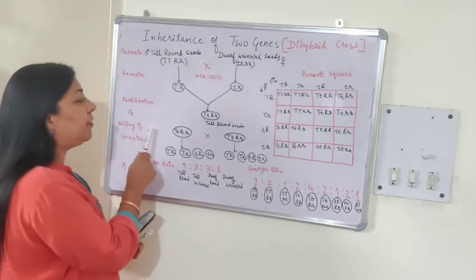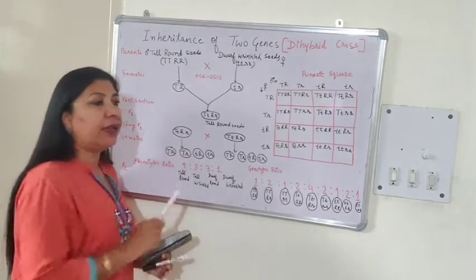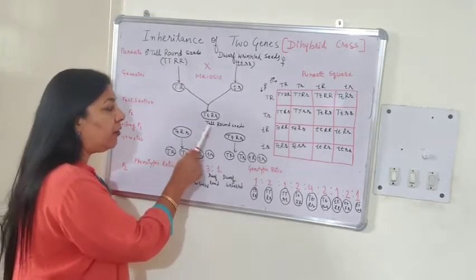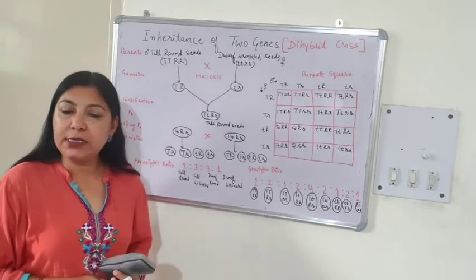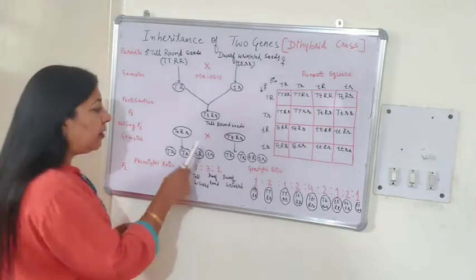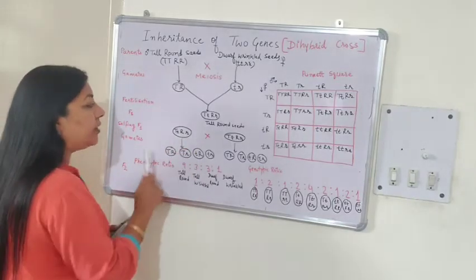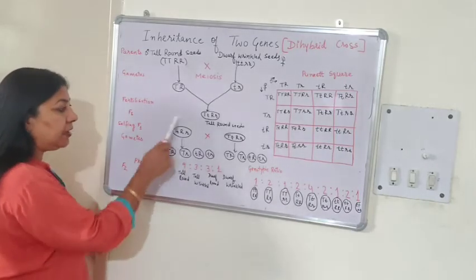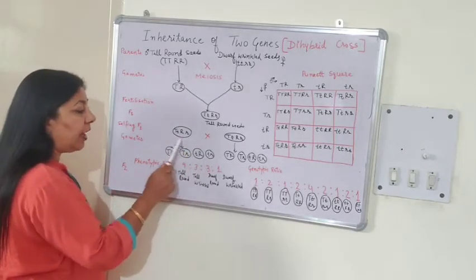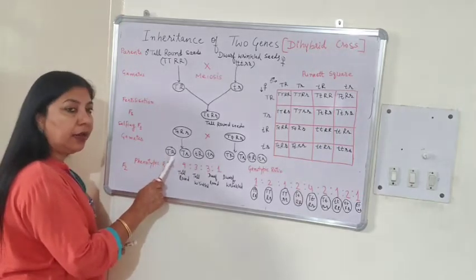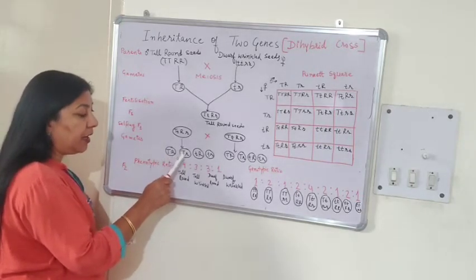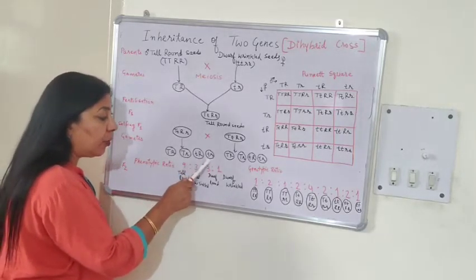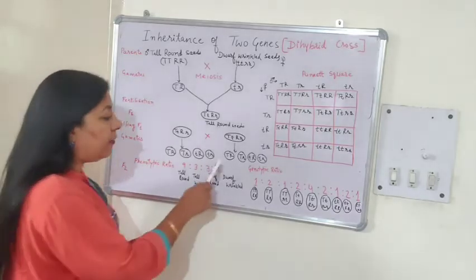And in the F1 generation, all the plants produced are hybrid and they are tall, having round seeds. Then when these hybrids of F1 are selfed, in this case, the gametes produced can be capital T, capital R, one type; capital T, small r; small t, capital R; and small t, small r. Likewise here also.